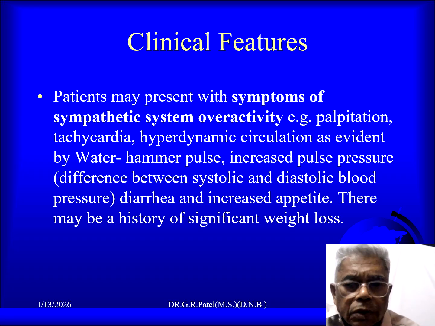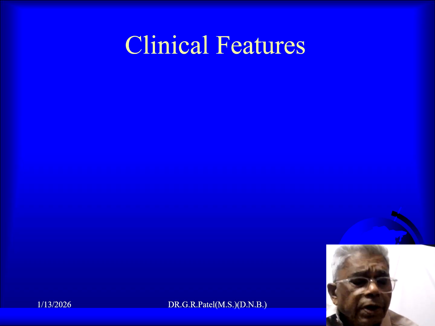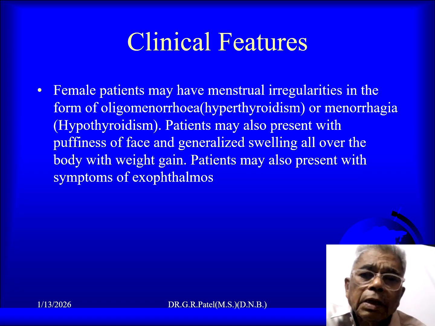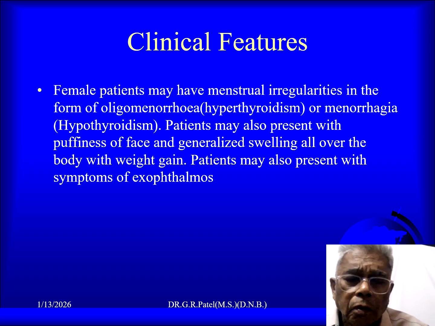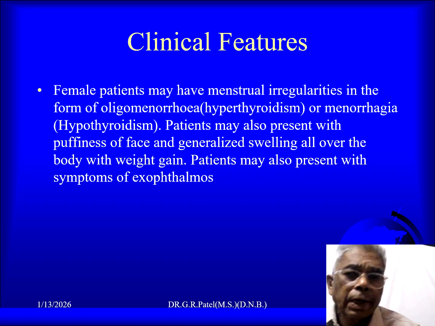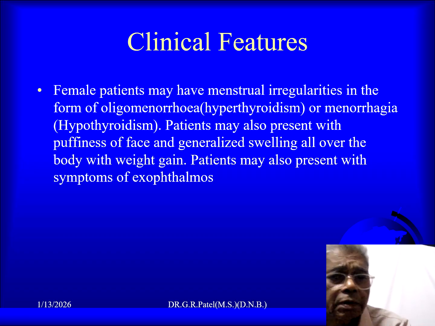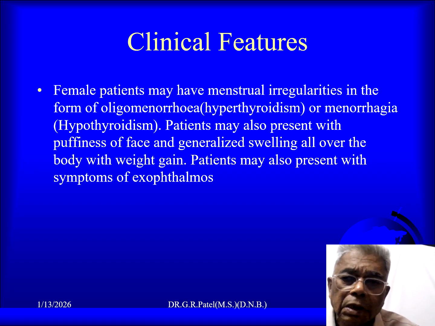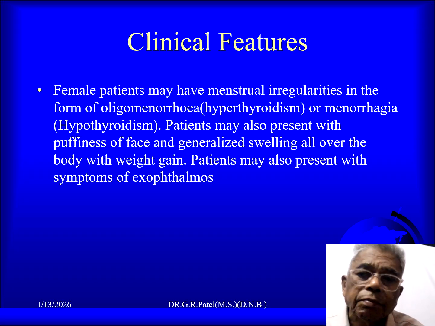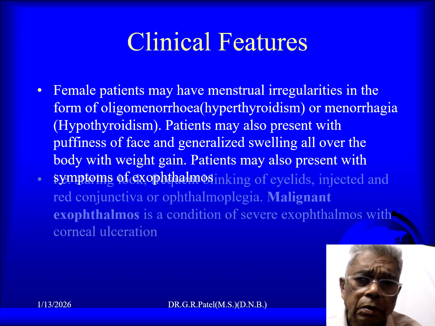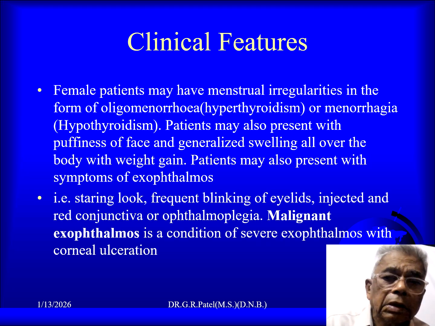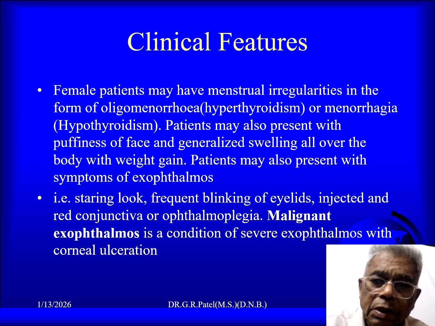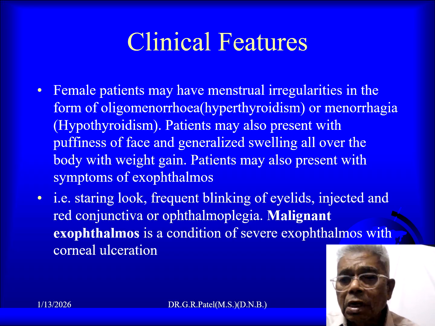There may be a history of significant weight loss. Female patients may have menstrual irregularities in the form of oligomenorrhea in hyperthyroidism, or menorrhagia in hypothyroidism. Patient may also present with puffiness of face and generalized swelling all over the body with weight gain. Patient may also present with symptoms of exophthalmos, that is, staring look, frequent blinking of eyelids, injected and red conjunctiva, or ophthalmoplegia. Malignant exophthalmos is a condition of severe exophthalmos with corneal ulceration.